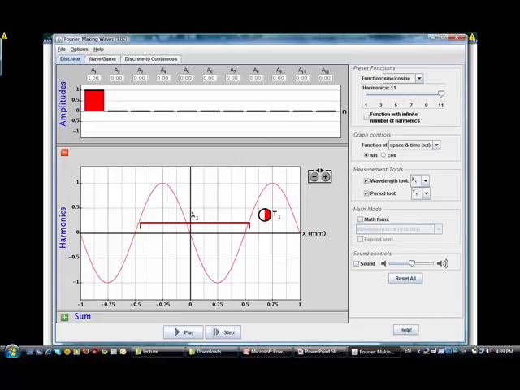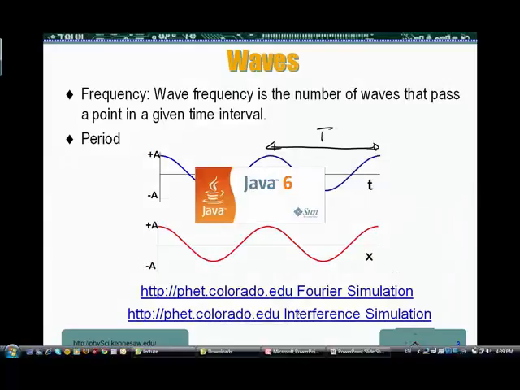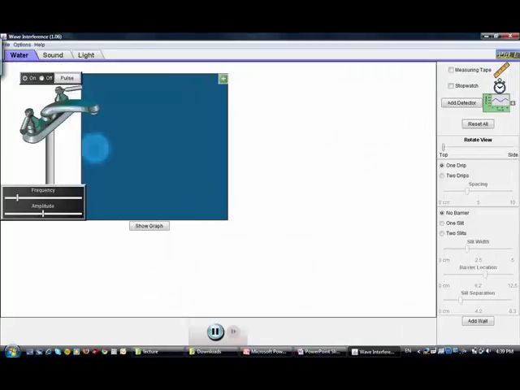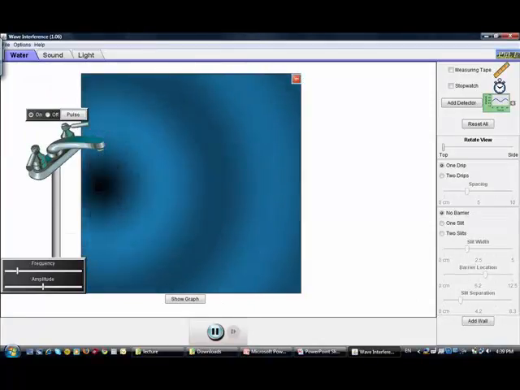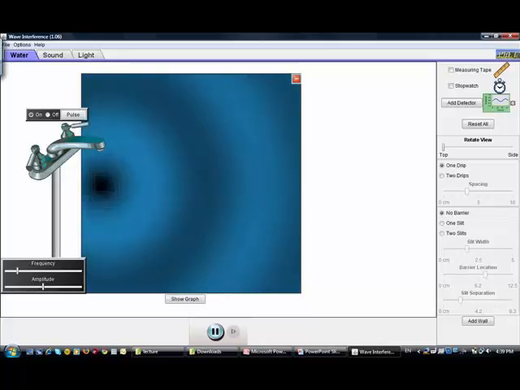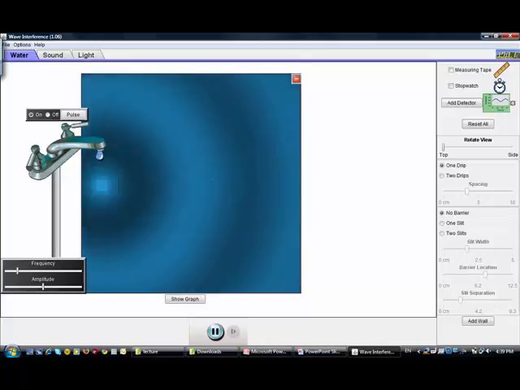Okay, now the other simulation is going to show us in a more fundamental way how we create waves and what we can change. Okay, so now here we are creating water waves. We are creating them by having a faucet drip water at regular intervals. Now you see the waves as they are propagating in the water.